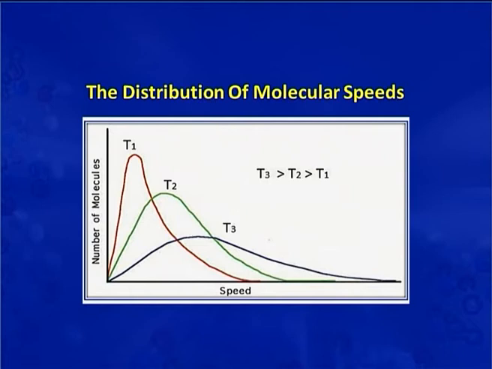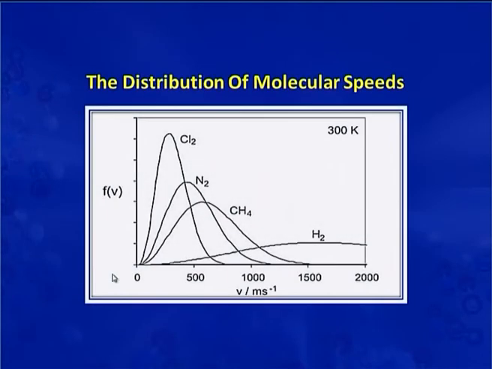So, we can make two observations here. With increasing temperature, the distribution broadens and the peak shifts to higher velocity, as T3 is the higher temperature, so the distribution curve is broadened here. Another plot shows some gases: chlorine, nitrogen, methane and hydrogen. As you can see, decreasing the mass of the gas particle has the same effect as we noticed in the previous graph.